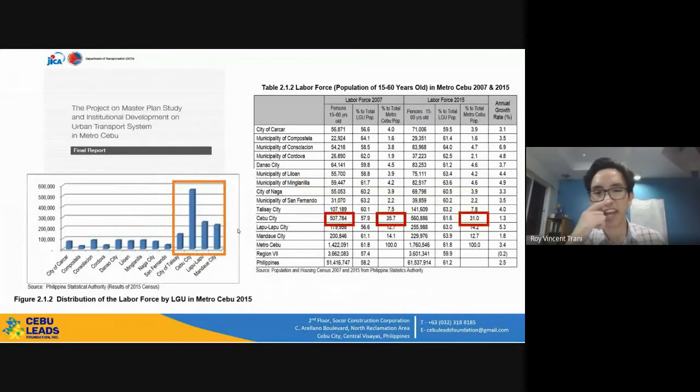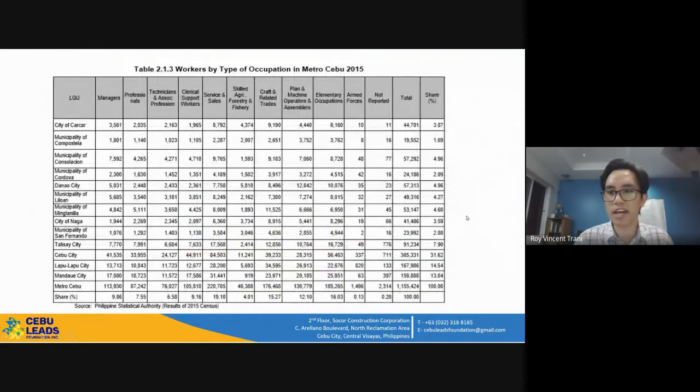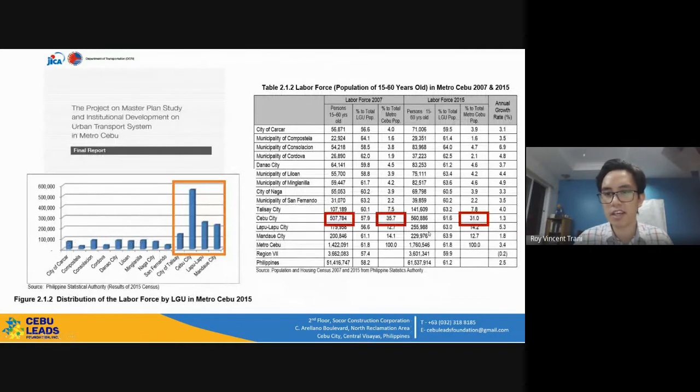But over here, this kind of shows the population that uses the roads. So over here in Cebu City, the labor force population of 15 to 60-year-olds in Metro Cebu from 2007 to 2015. There are more workers now because there are more people than almost 10 years ago. So in 2007, the labor force in Cebu City was about 500,000 people, which made up 35% of the total Metro Cebu population. And now it's 560,000 people, but it's no longer the highest labor force. It went down from 35% to 31%, but the other areas increased.